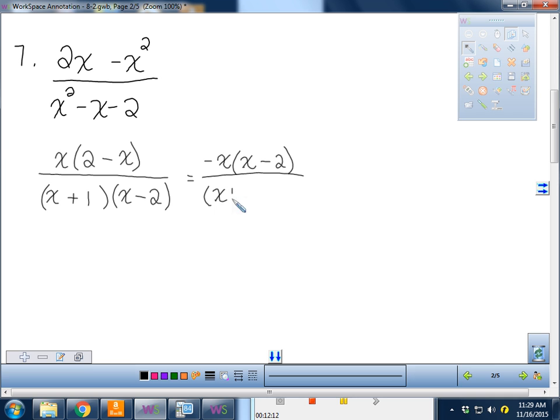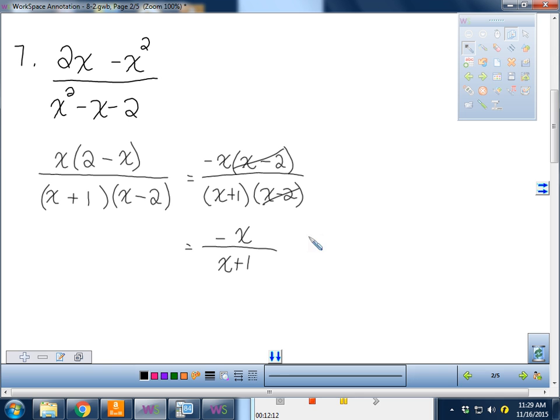The whole thing is that usually you're going to have something that's going to cancel. So this cancels, leaving me with negative x divided by x plus 1. Now there will be several of you who will try to cancel your x's. You cannot do that unless there is an x between all three of these terms, okay? Or if you had like a whole factor, okay?